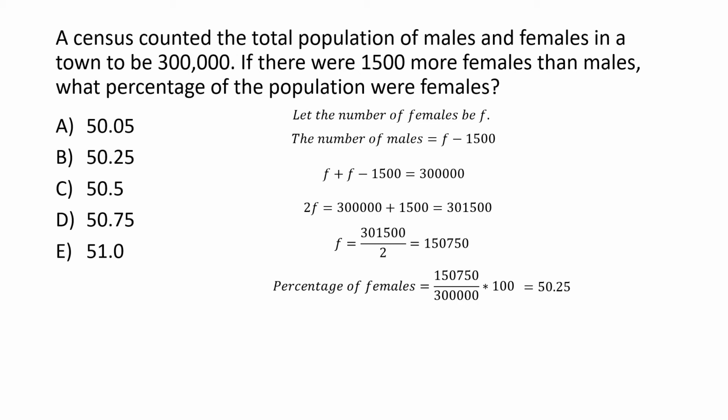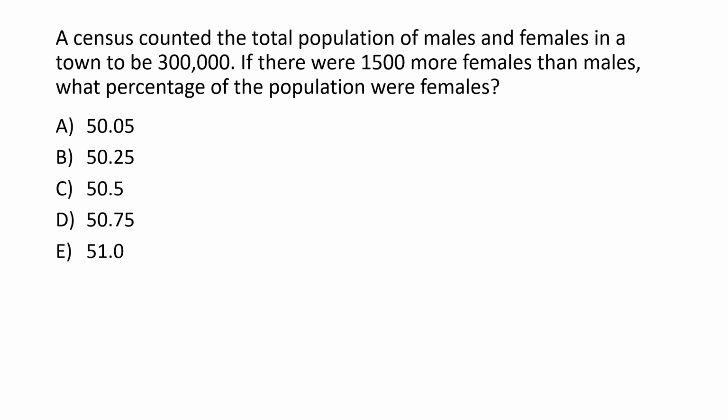There is actually a very easy, almost one-step solution to this problem, which I'm going to show next. And this is going to be way more time efficient. So what does that solution look like? Well, we start with the fact that the number of females exceeded the number of males by 1,500. That's given in the problem, right? But we can ask the question: this excess of 1,500, what is it in terms of percentage of the total population?